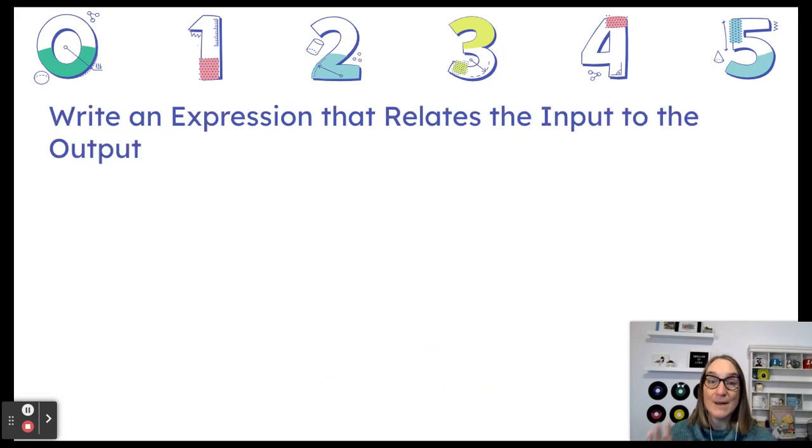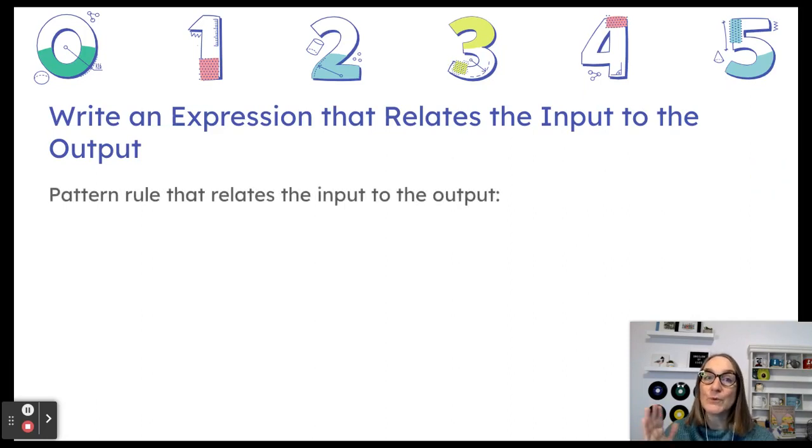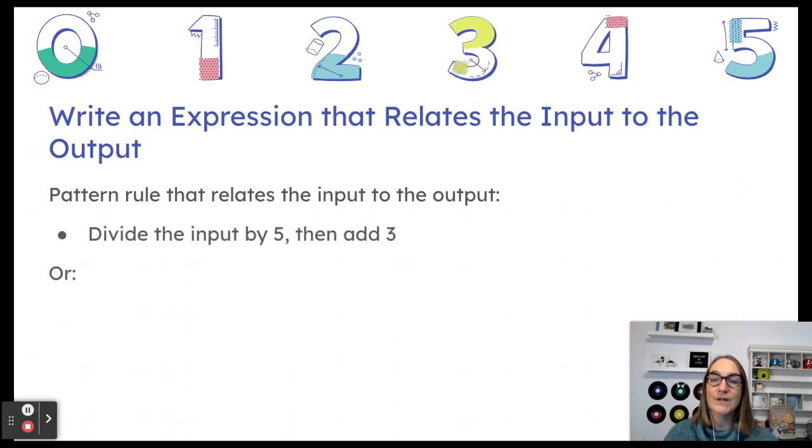All right, back to Abby's input-output machine. We figured out the function rule, or the pattern rule that relates the input to the output. And that was divide the input by 5, then add 3. Or we could simplify it a bit and say the input divided by 5 plus 3. Okay? Now, we've been asked to write an expression that relates the input to the output. And I want you to try it yourself. Use the letter T as your variable and write the expression in this question in Edpuzzle.